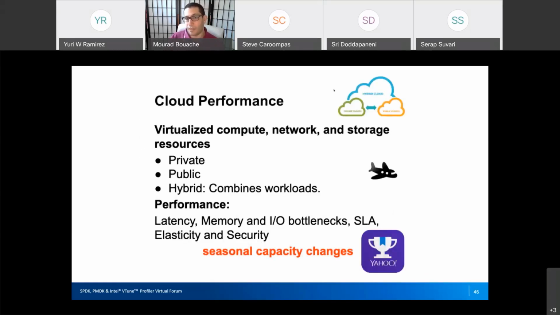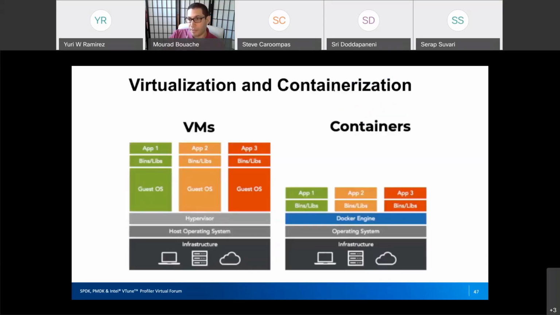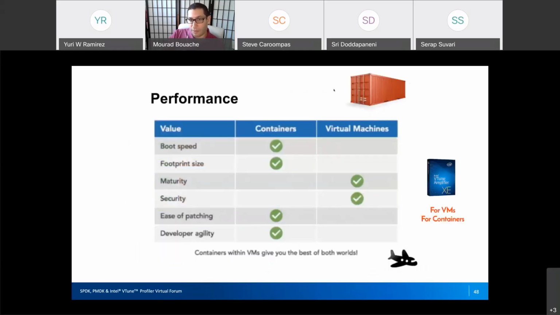Cloud performance, of course, everyone is using the cloud, either for a specific application, like for us, seasonal capacity change for fantasy sports. It's the best example, where the application has high CPU utilization only during the football season, where we use virtualized compute, network, and storage resources, either private, public, or hybrid, which is a combination of the two workloads. Virtualization between VMs and containers, same thing. We use both virtualization and containers, and of course, we cannot talk about this without performance.